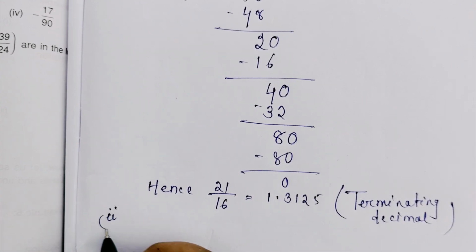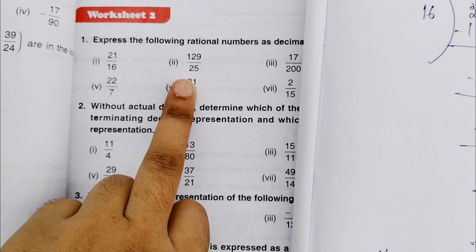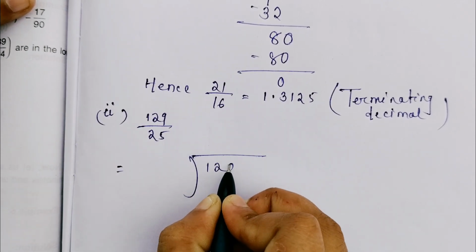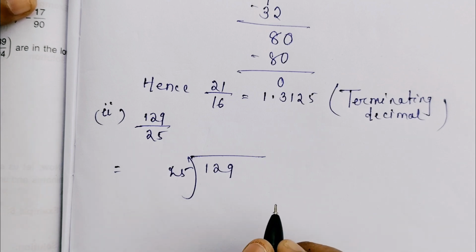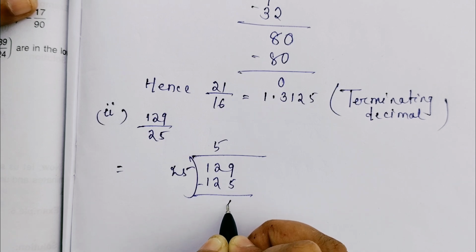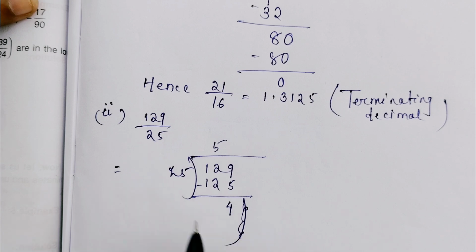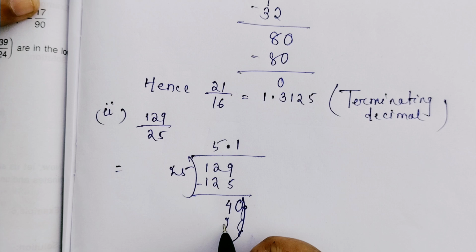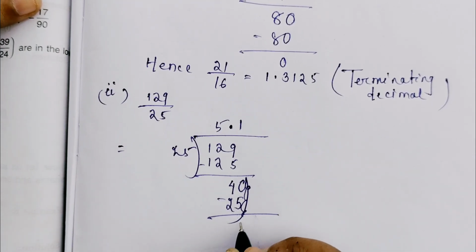Now we solve another one. 129 by 25. Now we divide it. First write 25 5s are 125. Now we subtract it. 9 minus 5 is 4. 4 is less than 25, so here we put a decimal and put 10. Then 25 1 is 25. Then 40 minus 25 is 15.